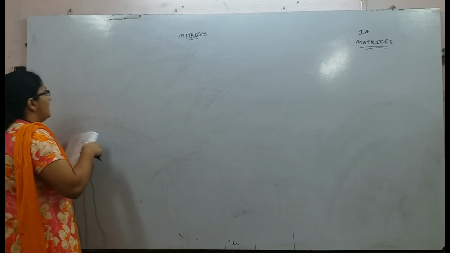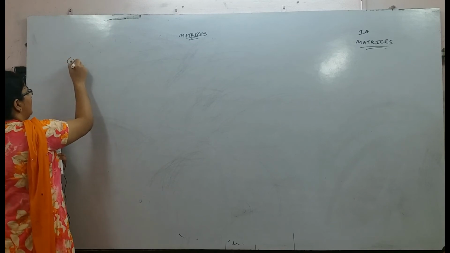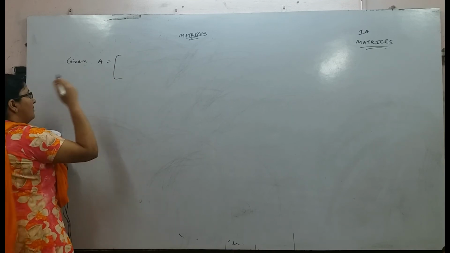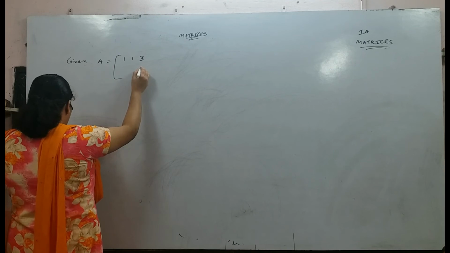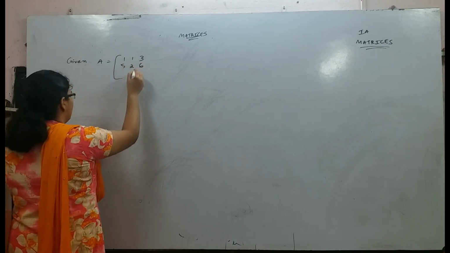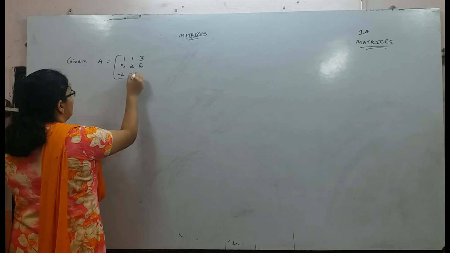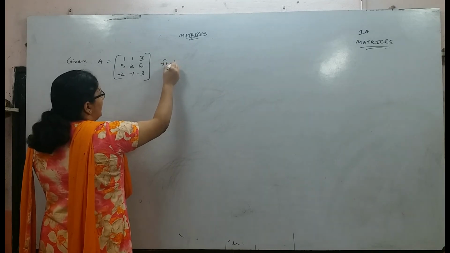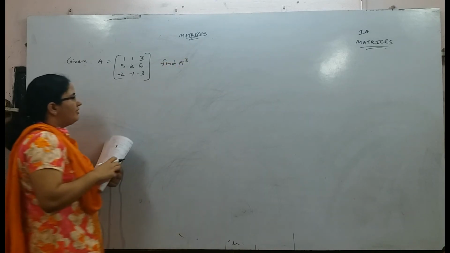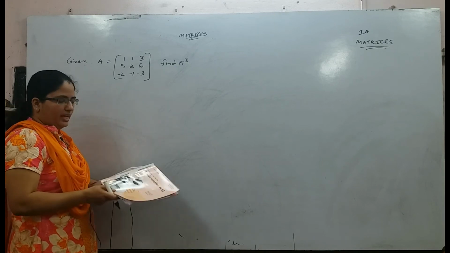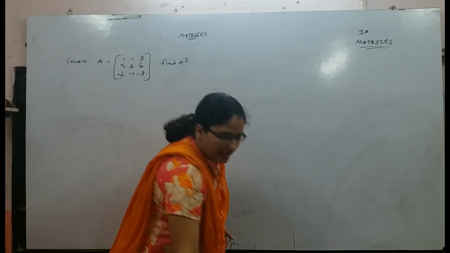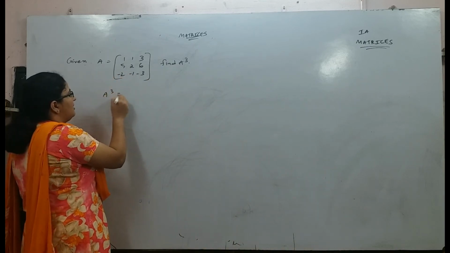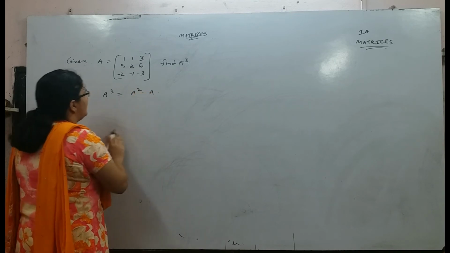You are given a matrix A. Given A is equal to 1 1 3, 5 2 6, minus 2 minus 1 minus 3. Find A cube. That is, you have to find A into A into A. Right. A cube is nothing but A square into A. So let us find A square first.